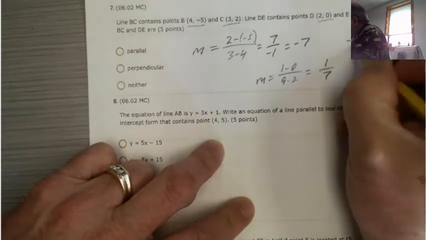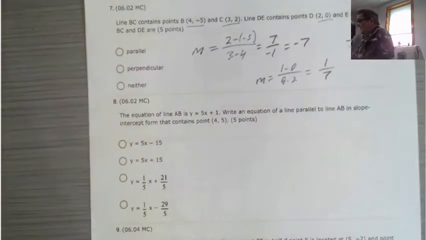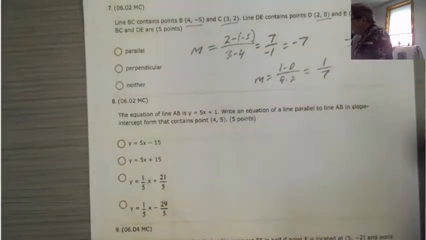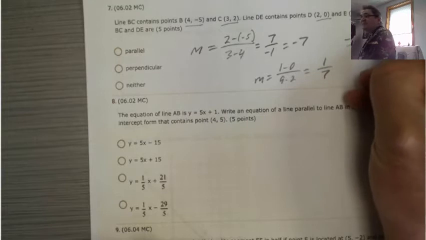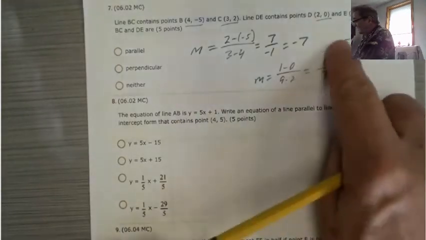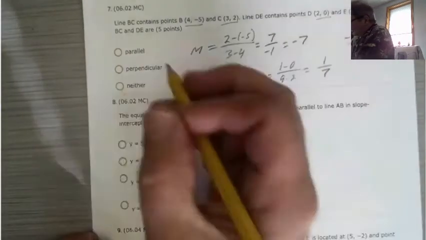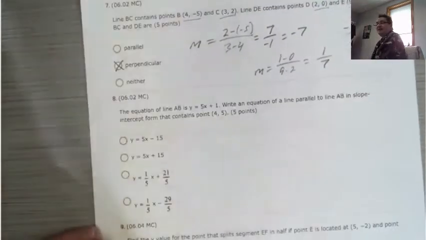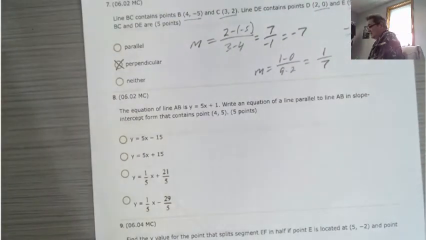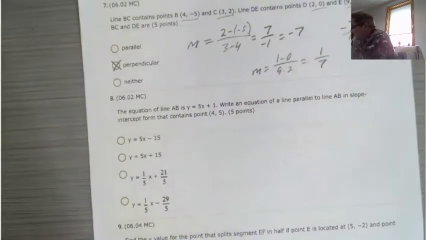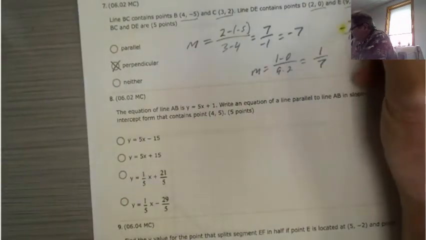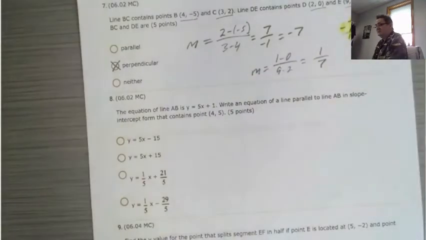This is the same as 7 over 1. So these are opposite reciprocals, because with reciprocals, you just turn the fraction upside down. 7 becomes 1/7, and negative becomes positive. These are perpendicular. They make a 90-degree angle because their slopes are opposite reciprocals. Opposite reciprocals: -7 and positive 1/7.